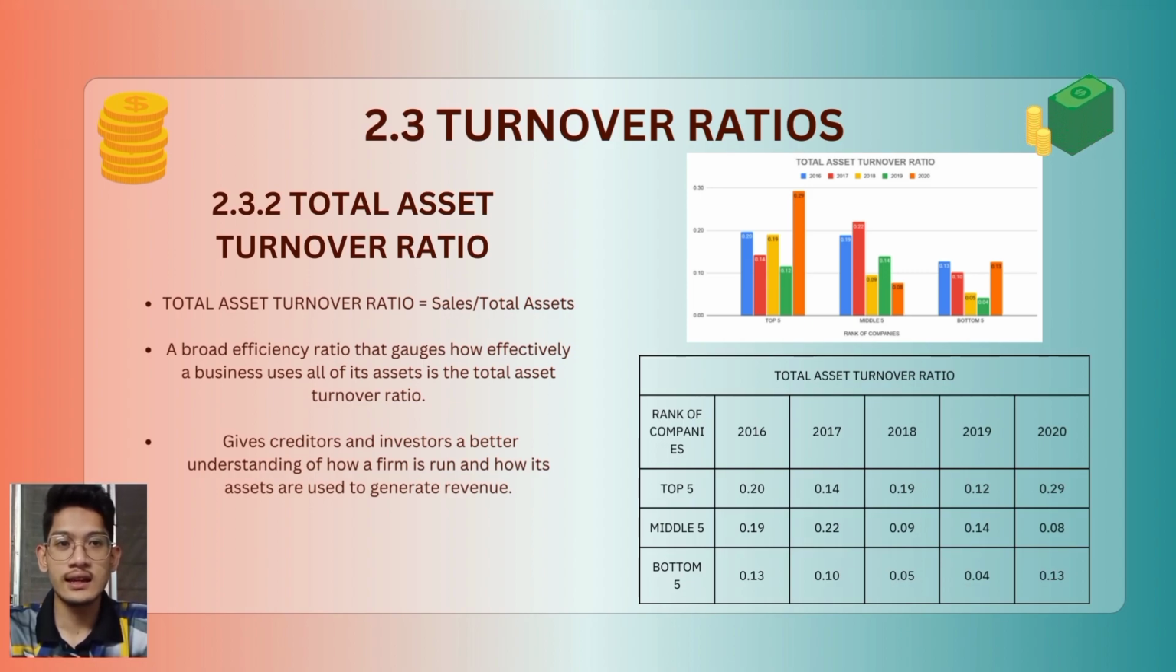As you see, the top 5 companies recorded the highest among all the classes listed, which is 0.29, while the graph pattern in the bottom 5 is also adjacent, where at the beginning of the years 2019 and 2020 it is the same, which is 0.13.